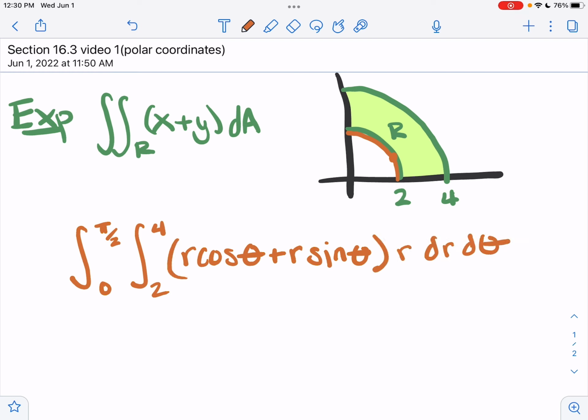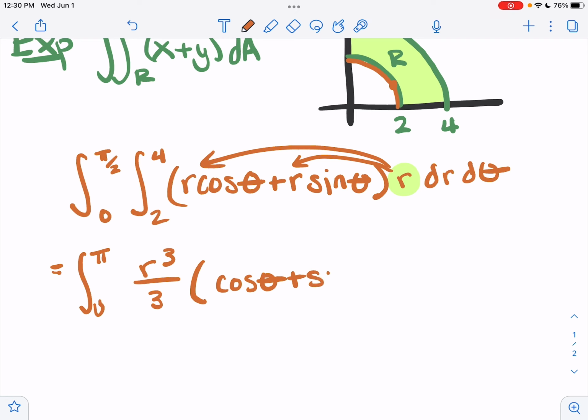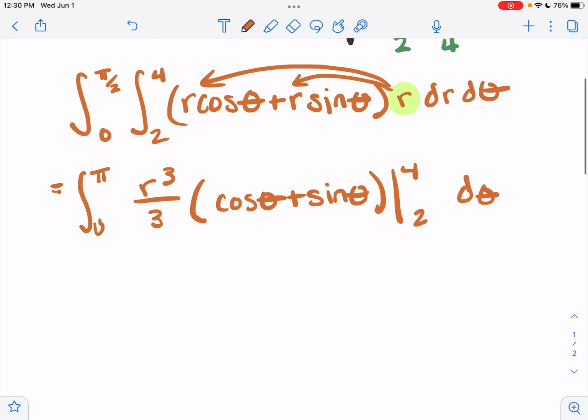So we integrate in r. If I distribute this r into each term, I'll have an r squared in each term. Integrating that will give me r cubed over 3. And then we have the cosine theta plus the sine theta, and that's from r equals 2 to 4. We still have the d theta integral to deal with when we're done with the r's here.